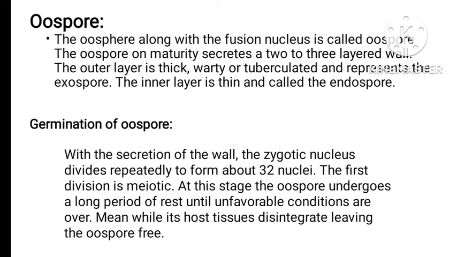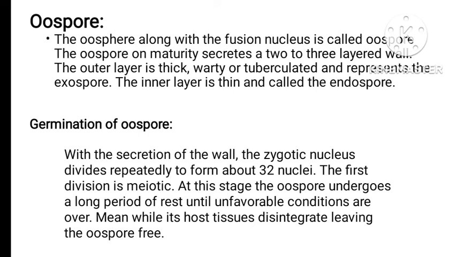Oospore. The zygote, along with the fusion nucleus, is called an oospore. The oospore on maturity secretes a 2 to 3 layered wall. The outer layer is thick, warty or tuberculated, and represents the exospore. The inner layer is thin and called the endospore.